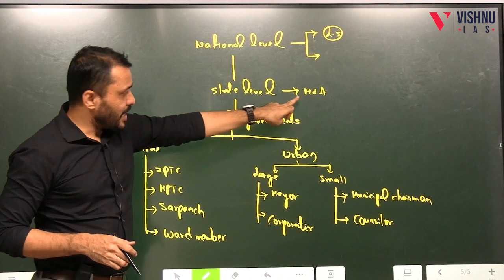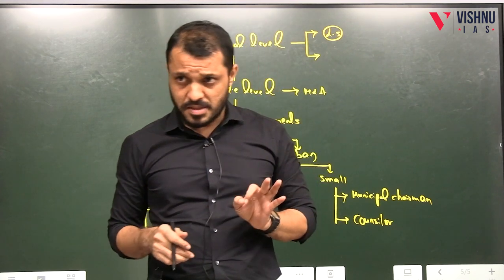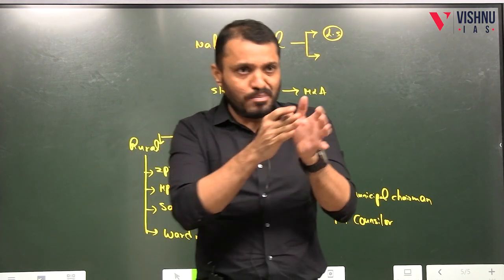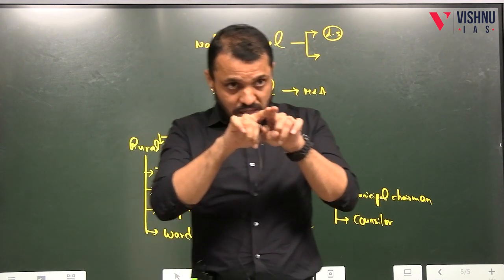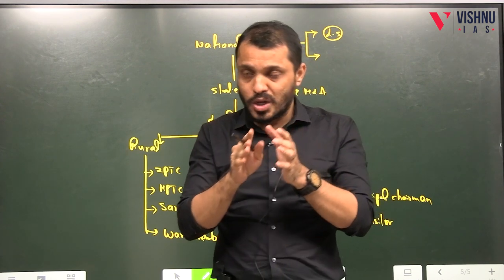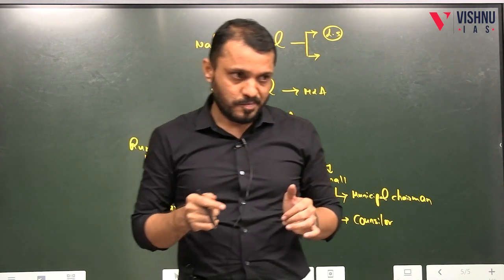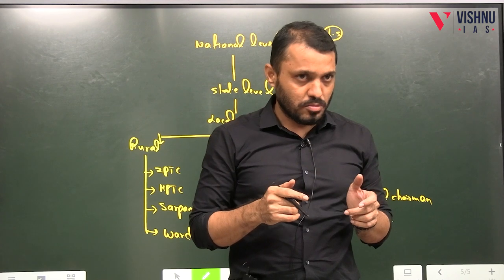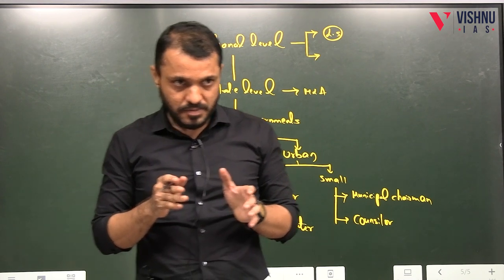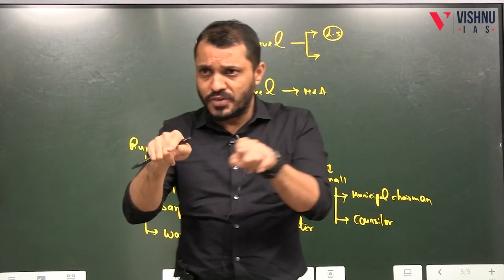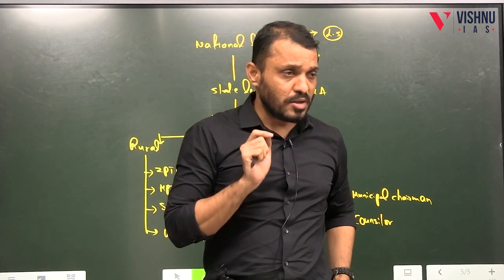For example, in Andhra Pradesh, how many MLAs are elected by the people? 175. That means the entire Andhra Pradesh is divided into 175 geographical units, and from each geographical unit, the people in that area elect one MLA. The same applies to Telangana, which is divided into 119 geographical units. The people living in a geographical unit elect their representative. This geographical unit is nothing but a constituency.